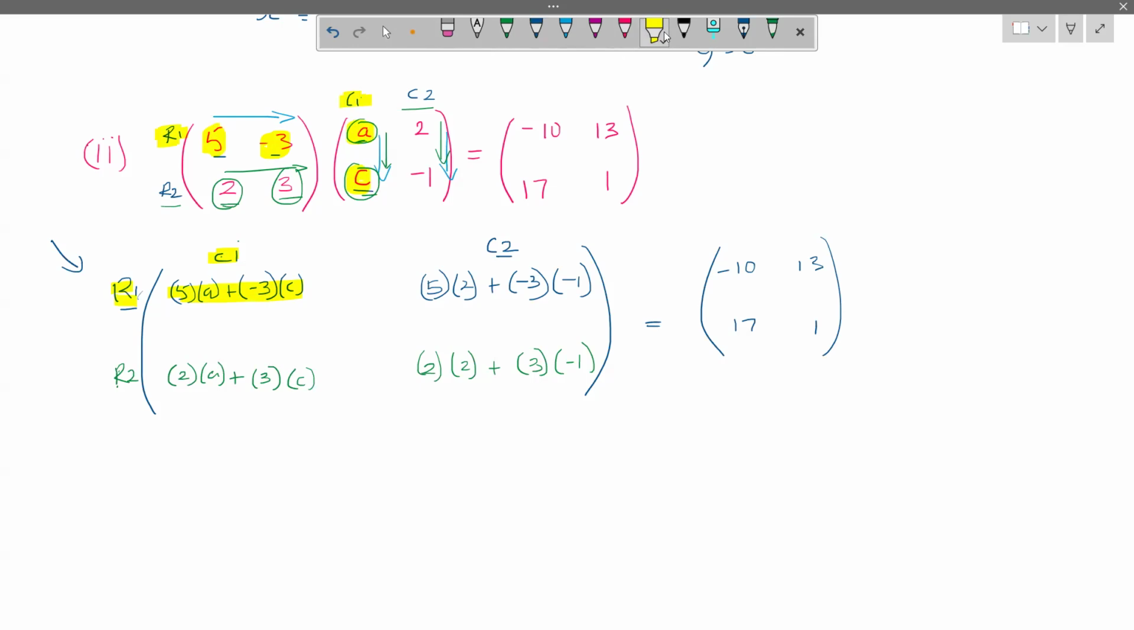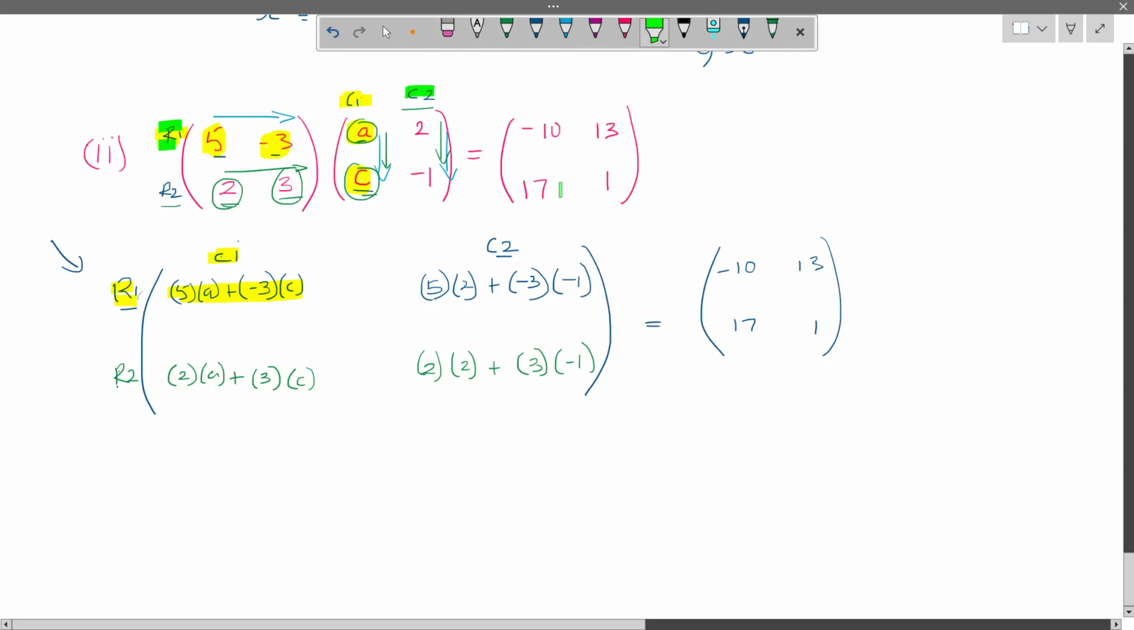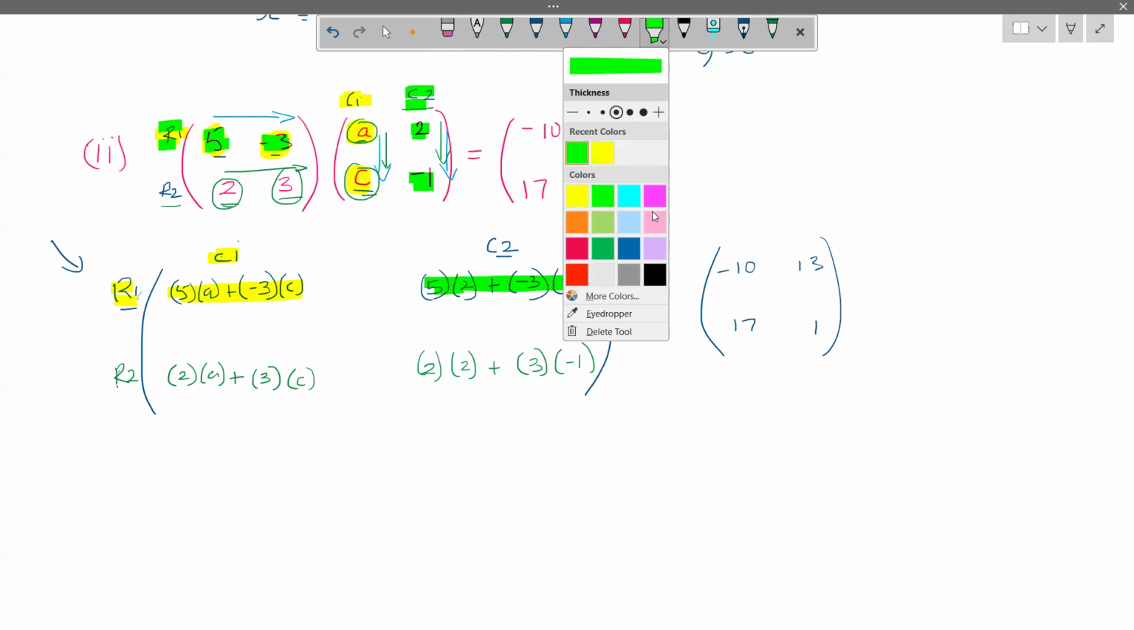Right. Then I'm doing row 1 by column 2 now. So I'm doing 5 by 2. That's this. And I'm doing -3 by 1. That's this. So that's how we're finding the value or the number that is going to go in this position. Give me a thumbs up if you're okay with that.